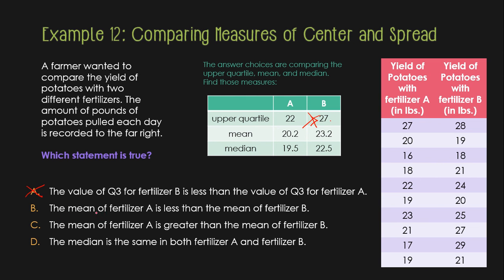So B says the mean of fertilizer A is less than the mean of fertilizer B. Well, 20.2 is less than 23.2, so we just found the answer. Choice B is correct. You can always go through and double check to make sure you didn't miss something, but C says that A is greater than, it's clearly smaller, so it wouldn't be true. And then D says that the medians are equal, they're not the same, so B is the right answer.